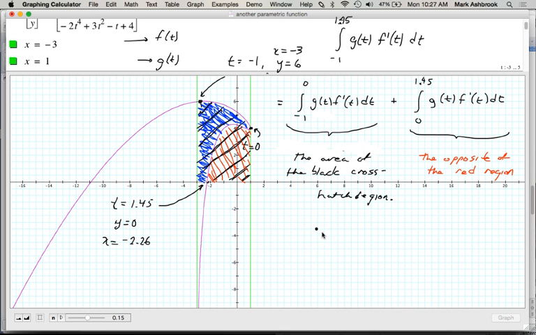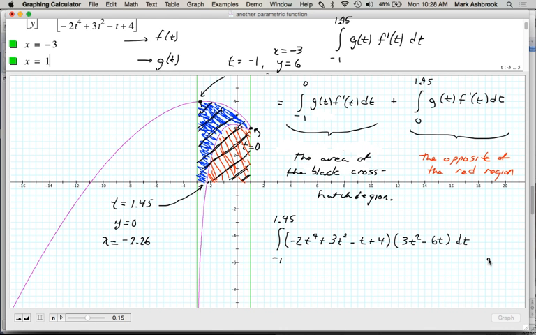So if we were to actually do that, I'm going to have the computer do it, but let's write out what it would be, first of all. So that -1 to 1.45 is, what is g of t? This is how you would do it by hand. -2t to the 4th plus 3t squared minus t plus 4, times f prime dt. We found f prime was what? 3t squared minus 6t. So there's the integral for doing it by hand, right?